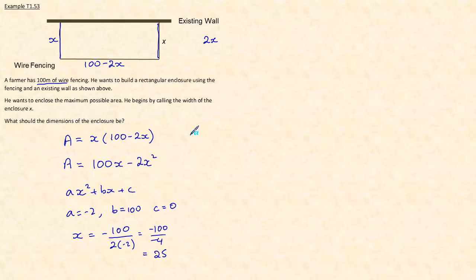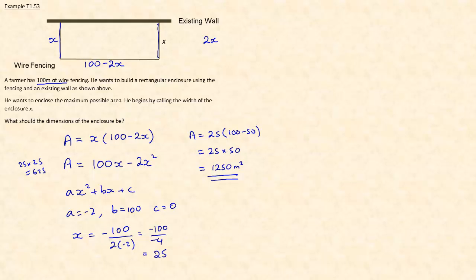Substitute 25 into the area. 25 times (100 take away 50). So that's 25 multiplied by 50. Now I know that 25 times 25 is 625, so it's just going to be double that, 1250. So 1250 meters squared would be the maximum area.